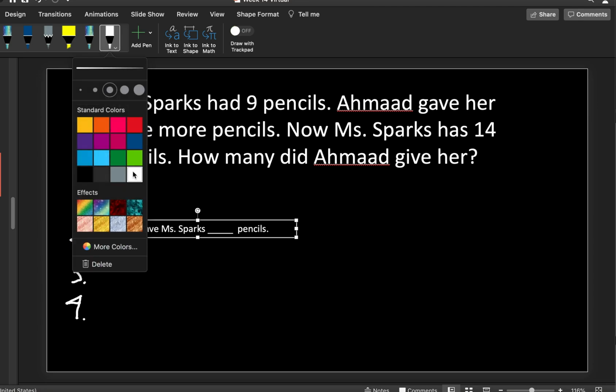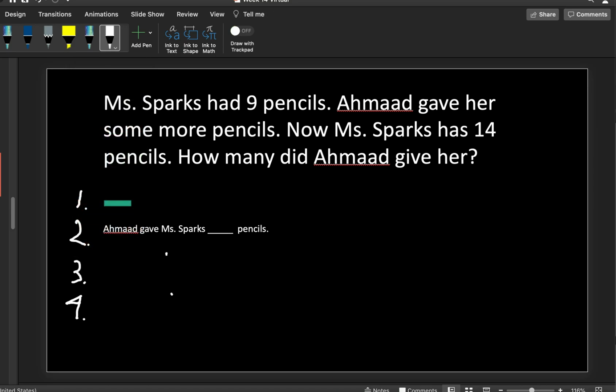So 14. So that is the number that she has, or that I have now. So let's look at that. Miss Sparks has 14, and she is going to erase because she got a little excited and put that 4. So she had 14. So I have 14 pencils.